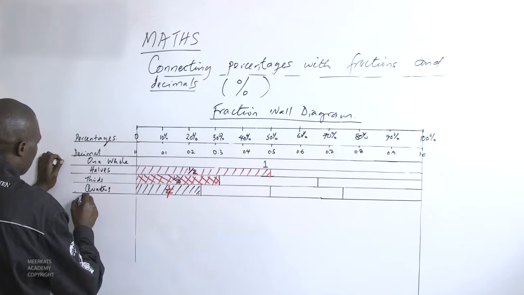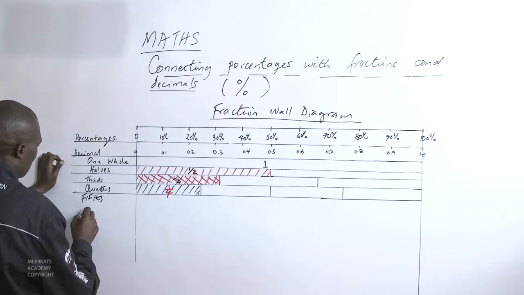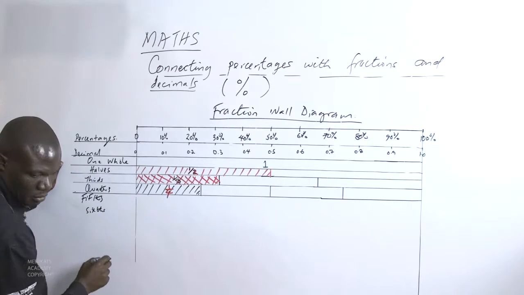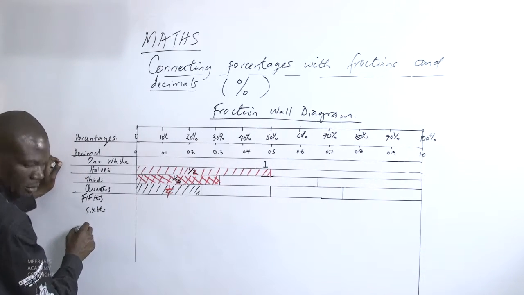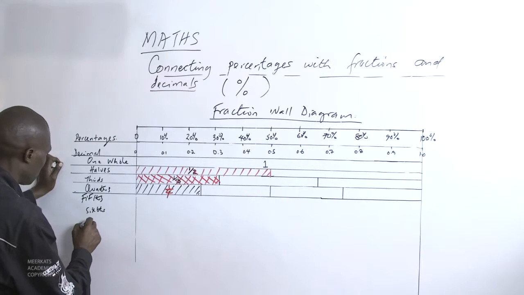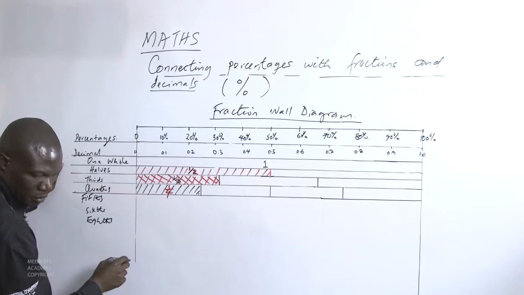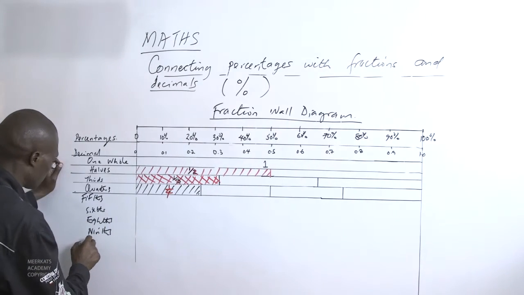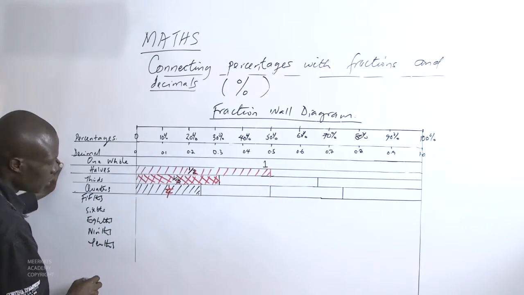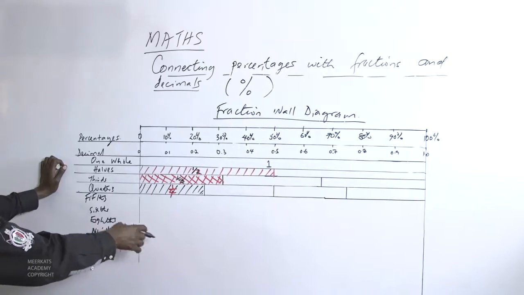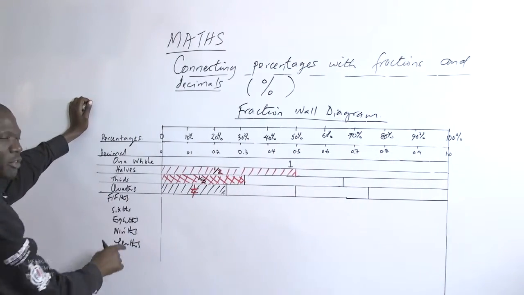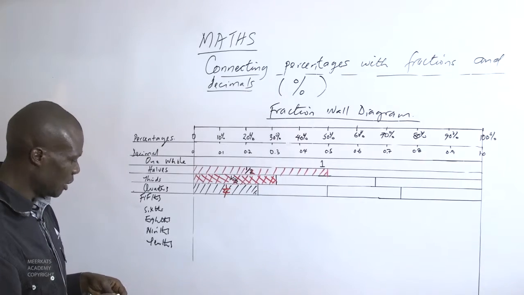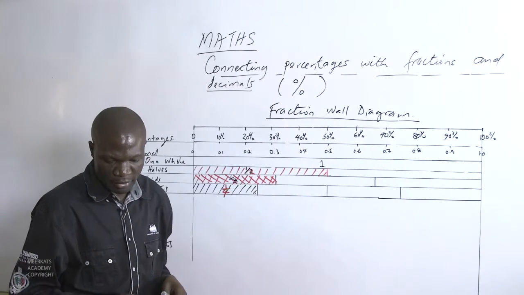For fifths, for sixths, so come up with other fraction wall drawings to represent fifths, sixths, eighths, ninths, and tenths. And then we shall look at it.